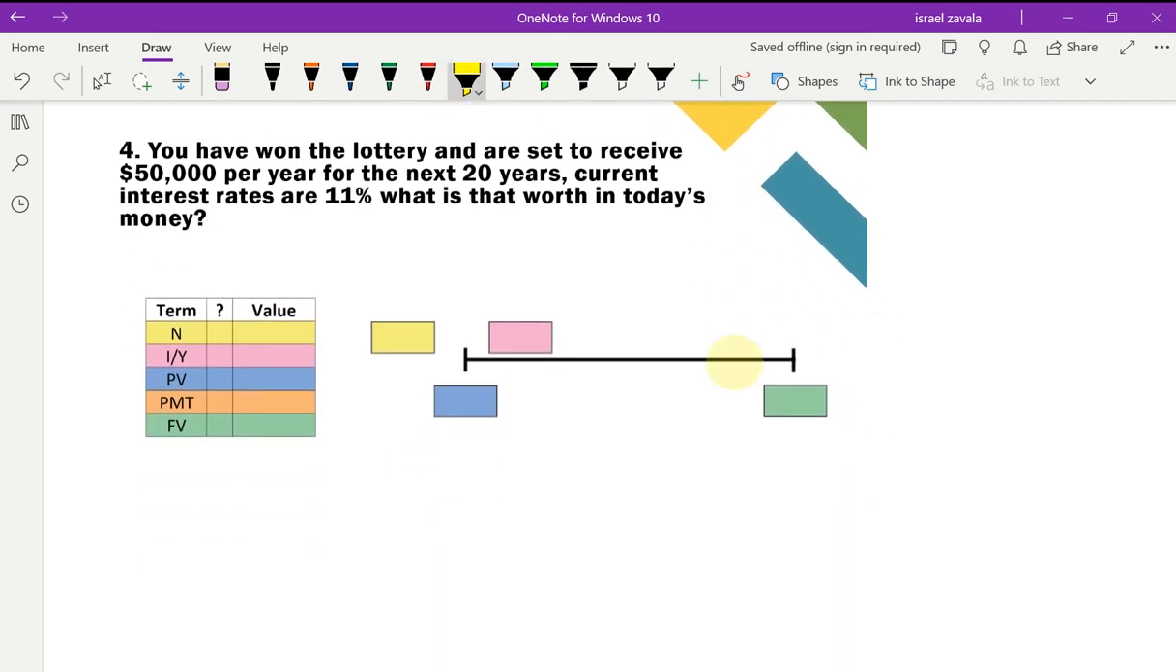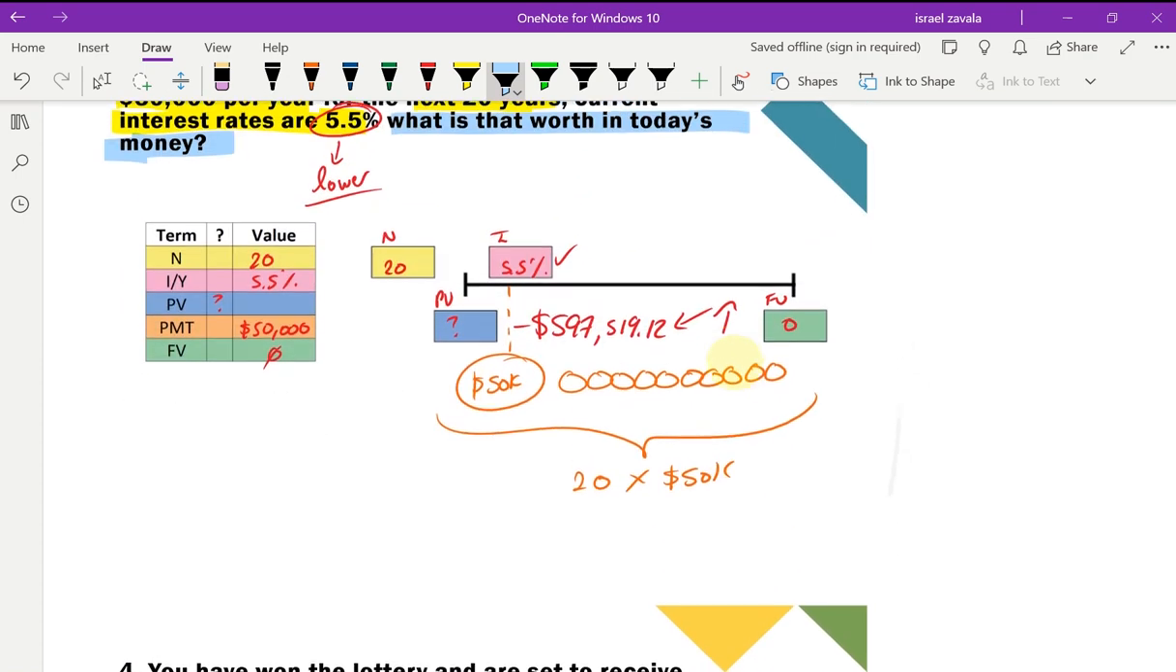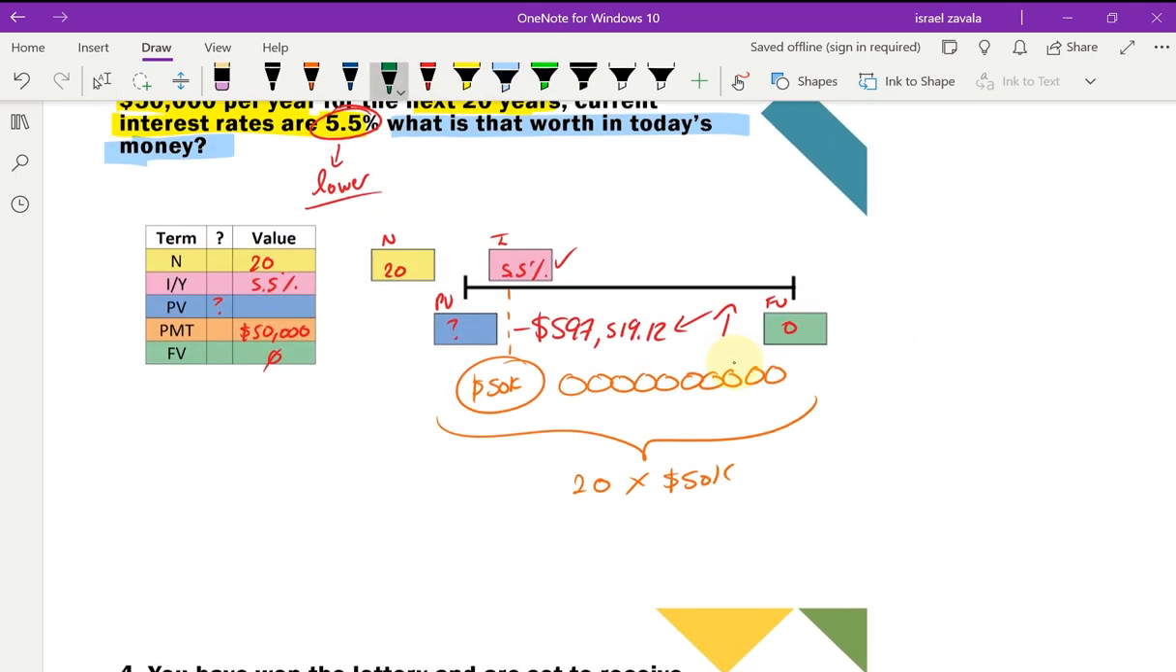Number 4, you have won the lottery and are set to receive $50,000 per year for the next 20 years. Current interest rates are 11%. What is this worth in today's money? It's exactly the same question, right? The only thing we're changing is the interest rate, to 11%.